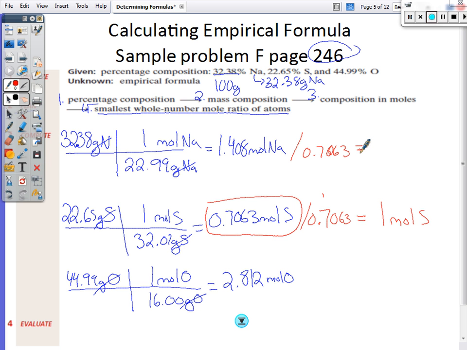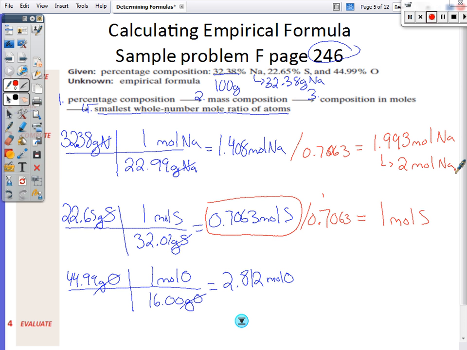So those of you saying, why am I doing this? It's just a trick to try and get into whole numbers. Okay? If I divide 1.408 by 0.706, I end up with 1.993 moles sodium. Now that's not a whole number either. However, if it's 1.9 and it's nice and close, we're going to allow you to turn that into 2 moles sodium.